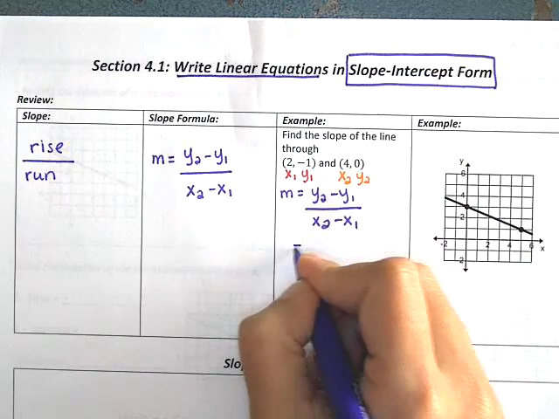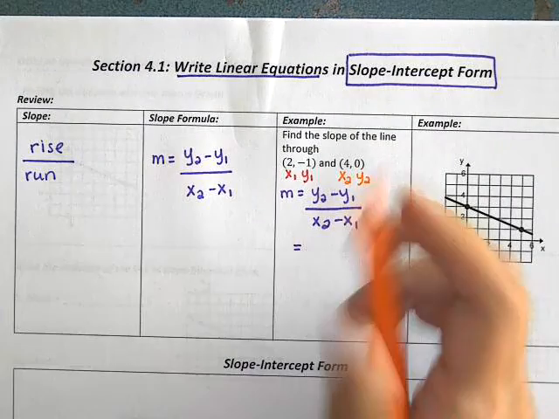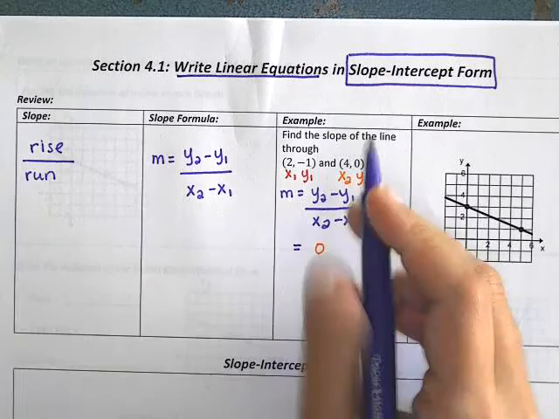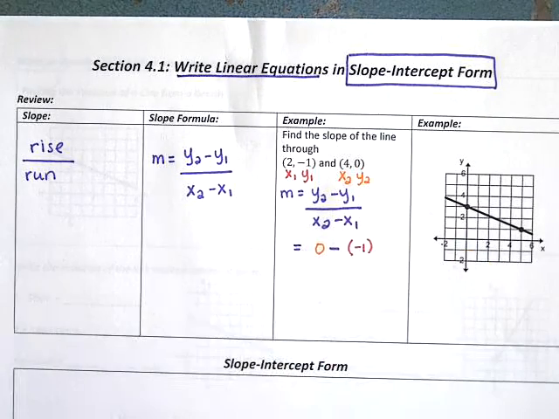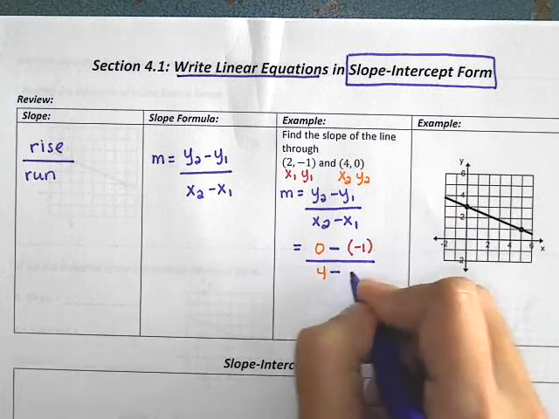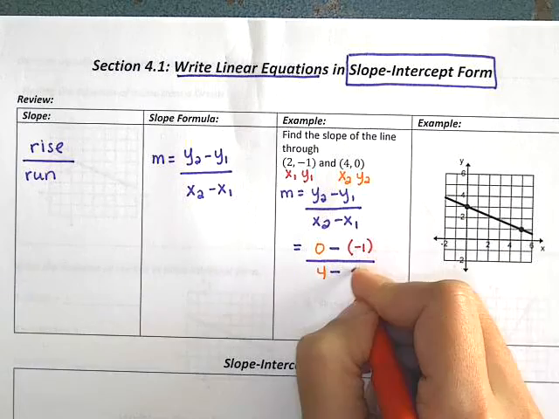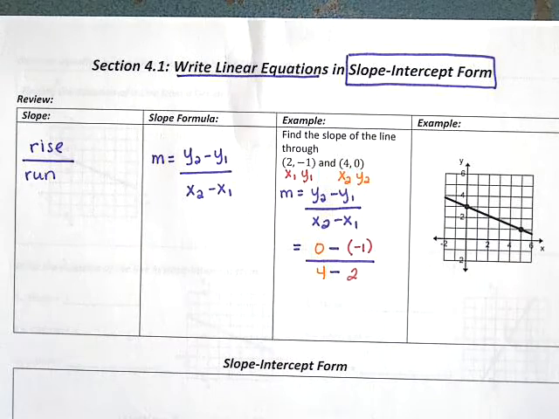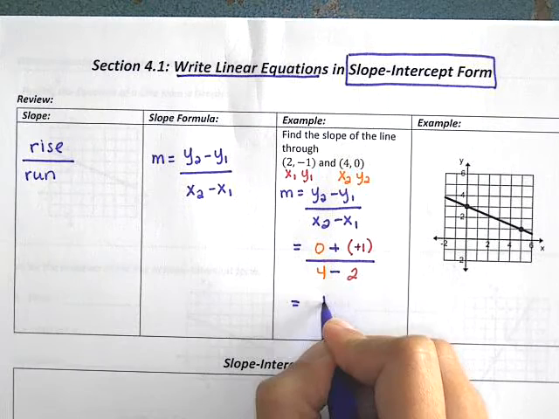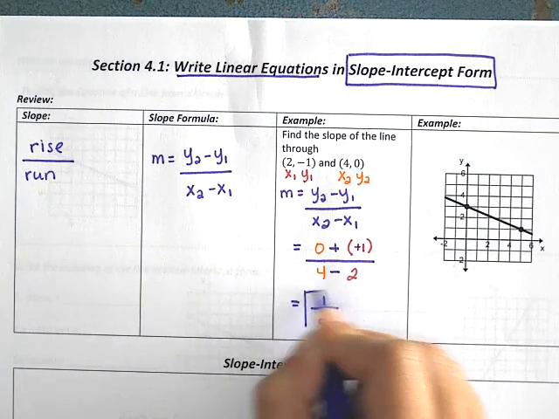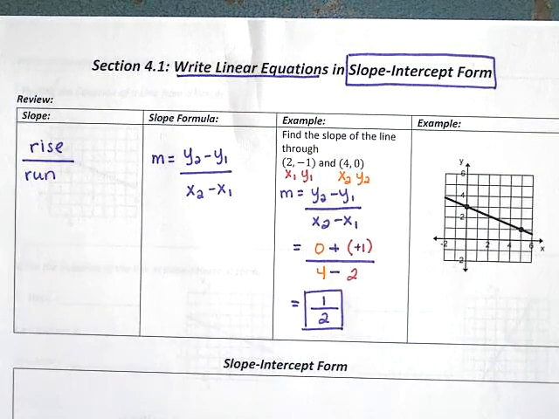If we just match up those numbers and plug them into the formula, we get 0 minus, and y1 would be negative 1, divided by x2 would be 4, minus x1 would be 2. So you can see they just kind of match up. And if we simplify this, 2 negatives make a positive, so we get 1 divided by 2, which means our slope would be 1/2.